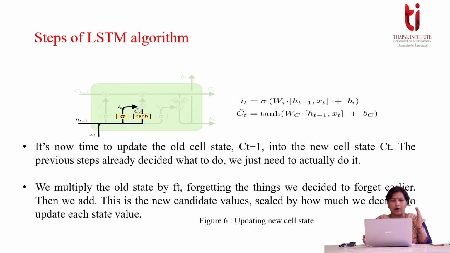It is now time to update the old cell state c_t-1 into the new cell state c_t. The previous steps already decided what to do, we just need to actually do it. We multiply the old state by f_t, forgetting the things we decided to forget earlier, and then we add i_t times the new candidate values, scaled by how much we decided to update each state value. So in this figure, we are updating the new cell state.